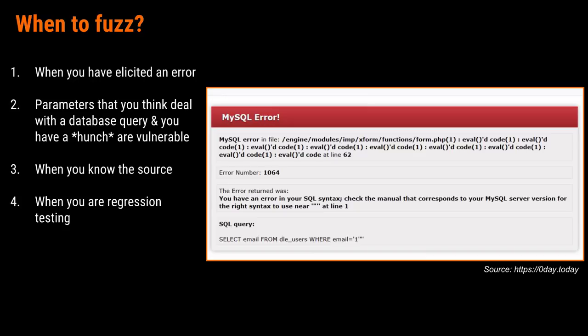So when you see reflection anywhere in the application, whether it's a search bar or you setting up your profile and your profile name appears somewhere else, these are places where you're going to want to do some kind of testing for cross-site scripting or a reflection type bug.